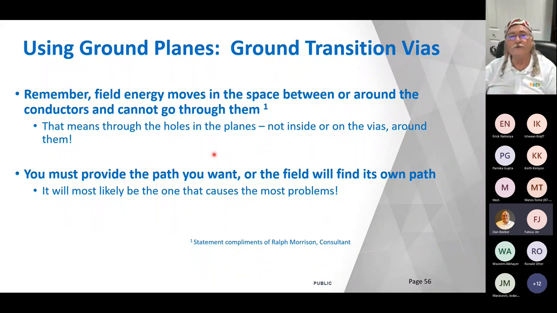So the energy moves in the space between the conductors. It cannot go through anything. So if you want energy to go places, you have to provide the two conductors that you use to direct the field. It's easy. One of them has to be ground. Next to ground has to be the continuous dielectric.